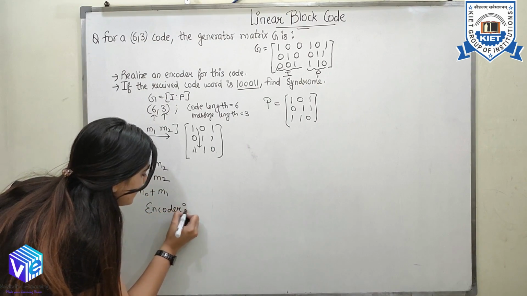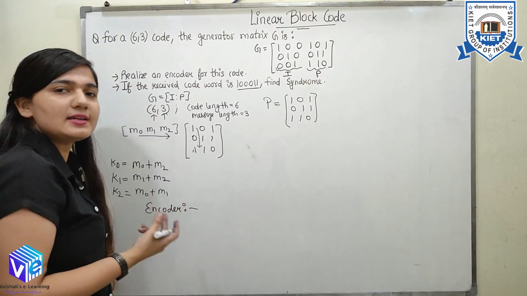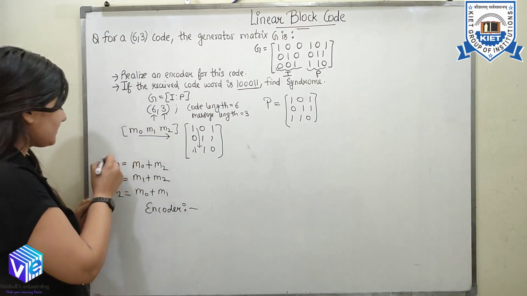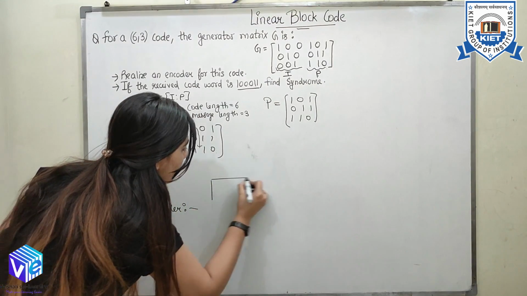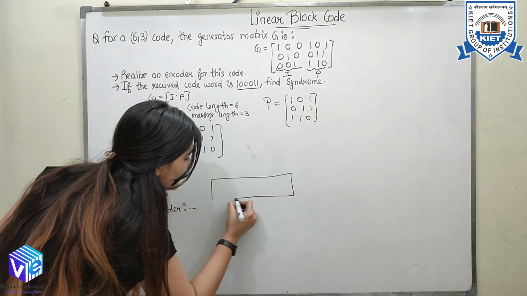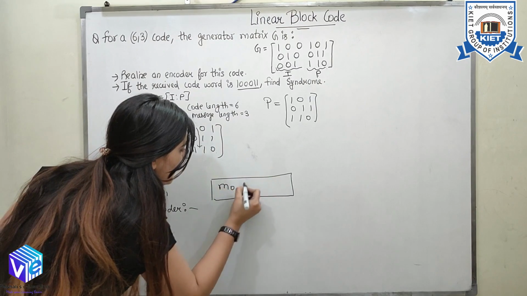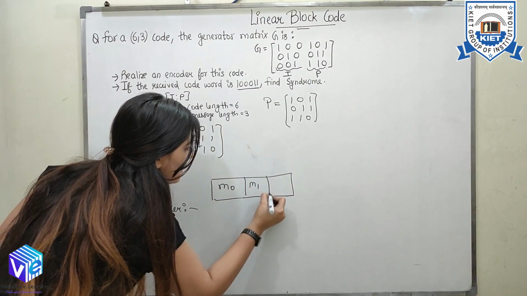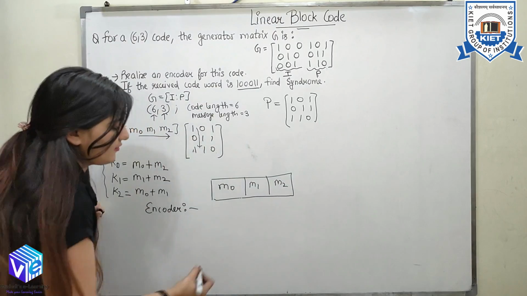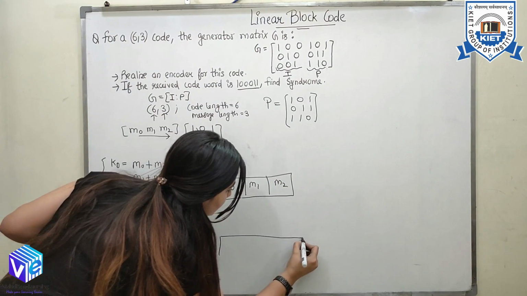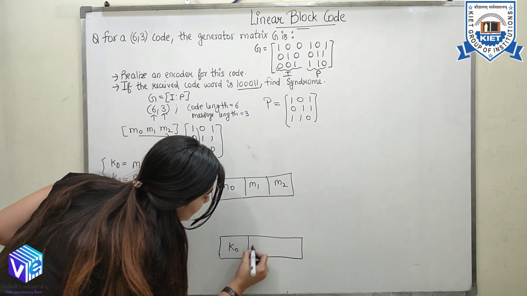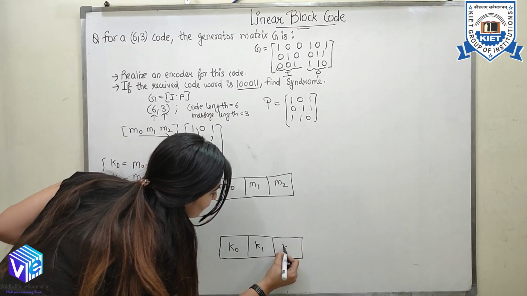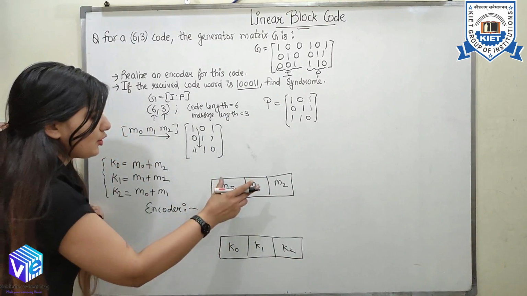Now I need to realize the encoder. What is there in the encoder? In the encoder, I can construct the parity bits K0, K1 and K2 using the message bits. I have 3 message bits, M0, M1 and M2, and I need to construct the 3 parity bits K0, K1 and K2 using these M0, M1 and M2.